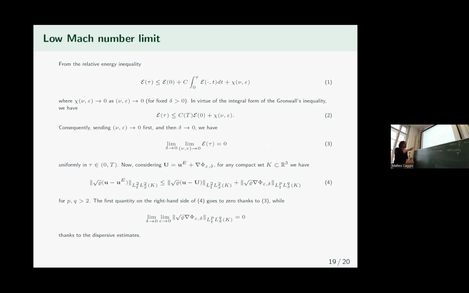I didn't mention here anything about the density, but from simple a priori estimates, you can prove that for epsilon going to zero, indeed the density is going to 1. So this means that in the end, this density here will go really to 1 and it will converge to the solution of your incompressible system. So, this was basically all the story.